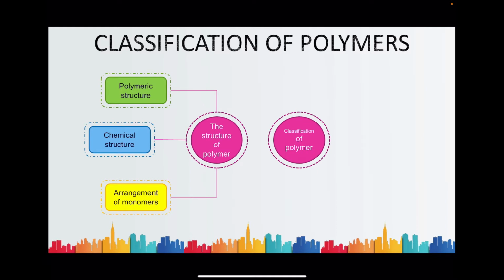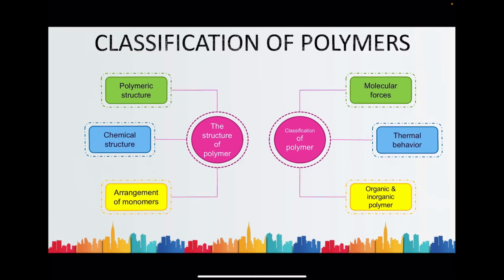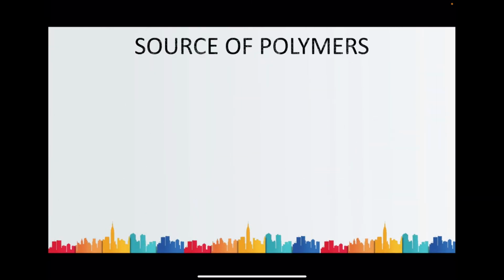Next, I will talk about the classification of polymer, where polymer can be classified into three types. The first one, molecular forces. The second one, based on the thermal behavior. And then the third one, polymer can be classified based on the organic and inorganic polymer. Before I talk further about these two subtopics, I will explain how we can obtain the polymers, the source of polymers.